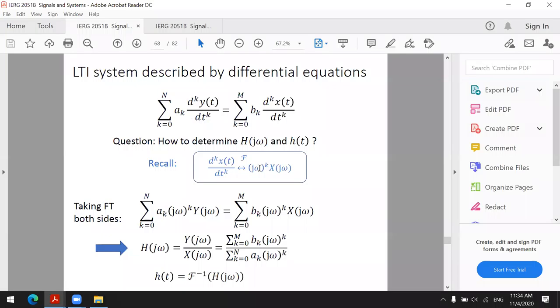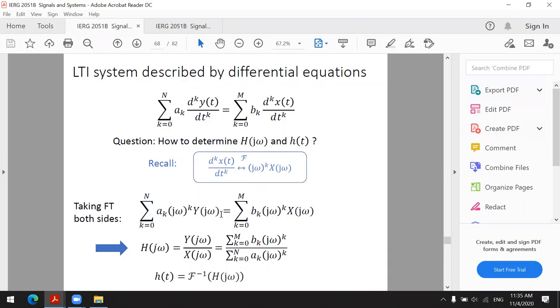To answer this question, we apply a property we learned before, which is the Fourier transform for differentiation. For kth order differentiation, if we are looking at a signal d^k x over dt^k, then its Fourier transform is capital X, the Fourier transform of x, multiplied by j omega to the power k. This is what we learned before. Now, applying this property to the differential equation above, every d^k y over dt^k has Fourier transform (j omega)^k times capital Y. On the right-hand side, likewise with x.